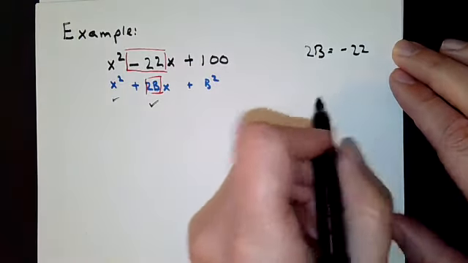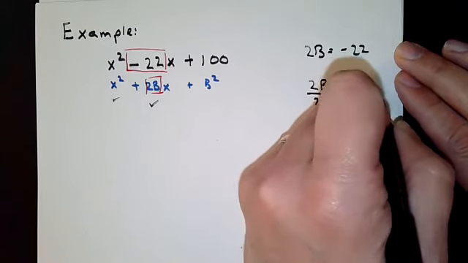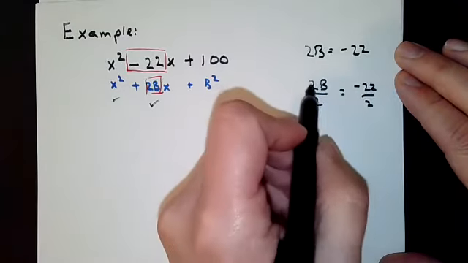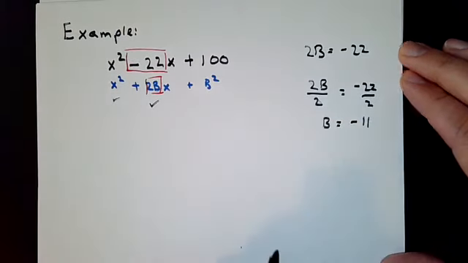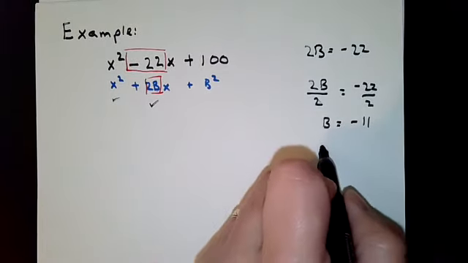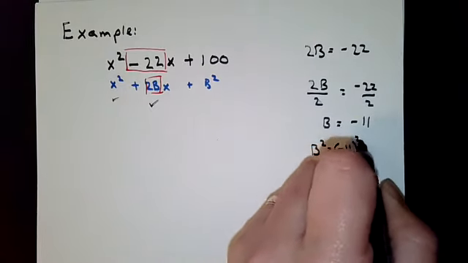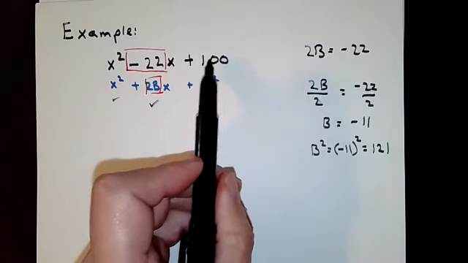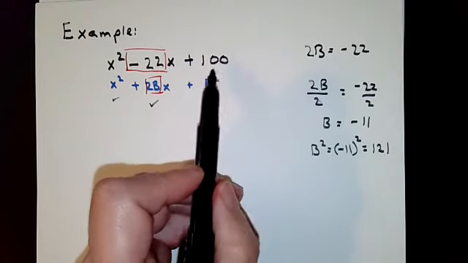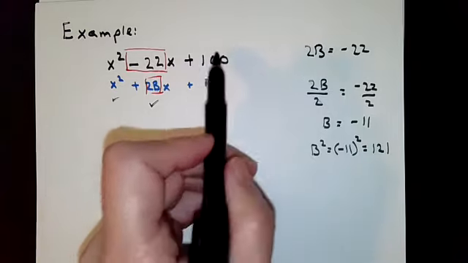2b is negative 22. Therefore, if we divide both sides by 2, we see that b is equal to negative 11. Okay, in that case, b squared is negative 11 squared, which is 121. So we need this to be 121 in order for us to match. Well, we're going to have to adjust our constant.